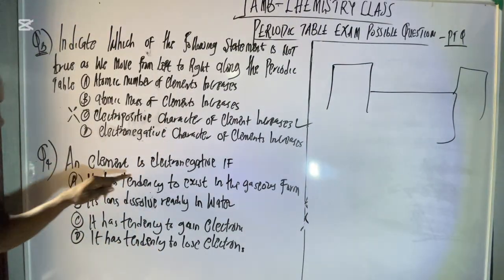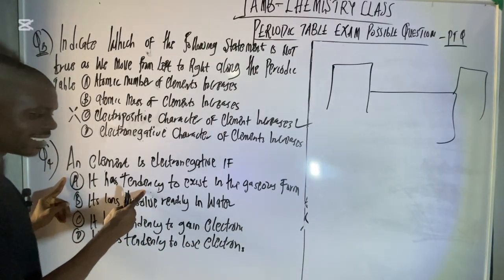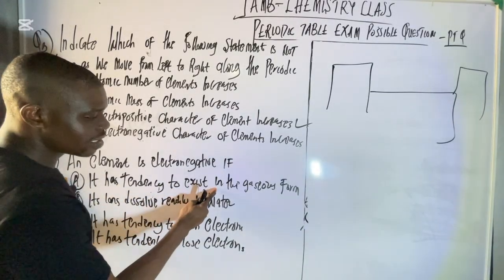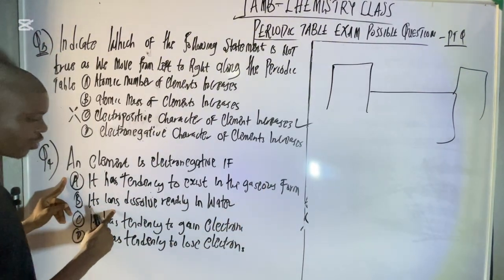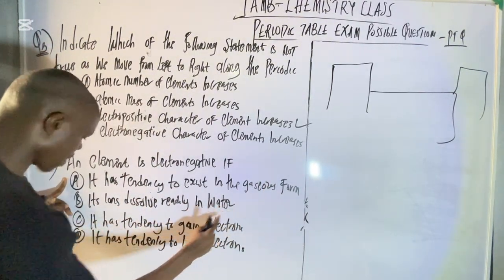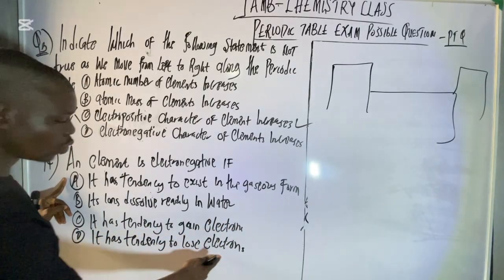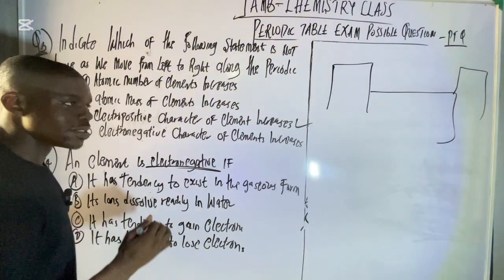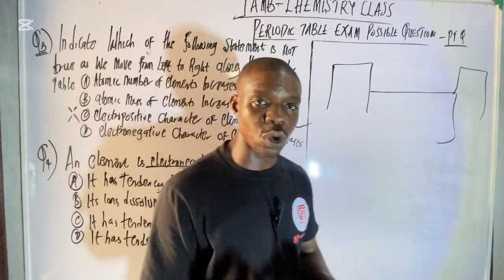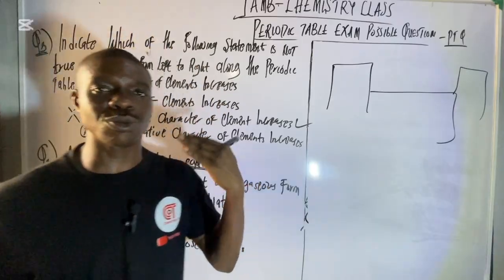An element is electronegative if A, it has tendency to exist in the gaseous form. B, its ions dissolve readily in water. C, it has the tendency to gain electron. D, it has the tendency to lose electron. So the first thing to look at here, what is electronegativity? That is why you must understand the concept. Once you understand all this, this question becomes easier for you.